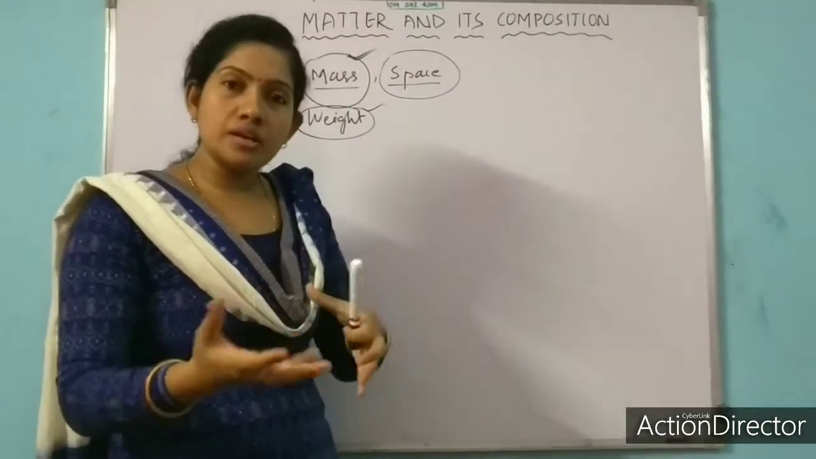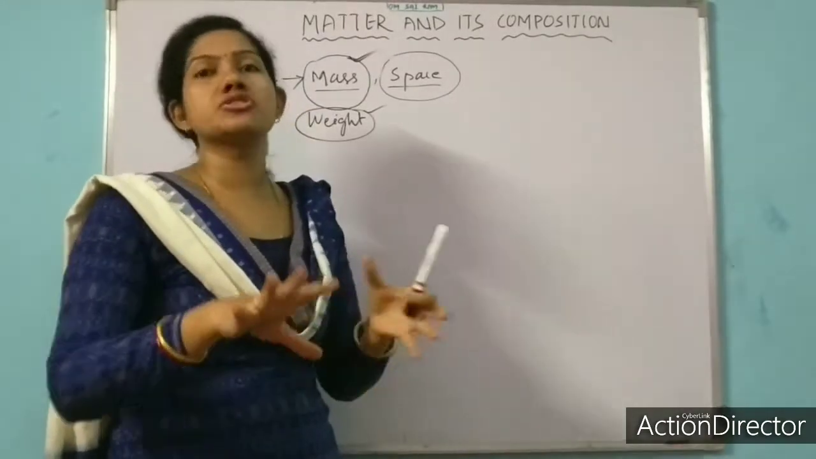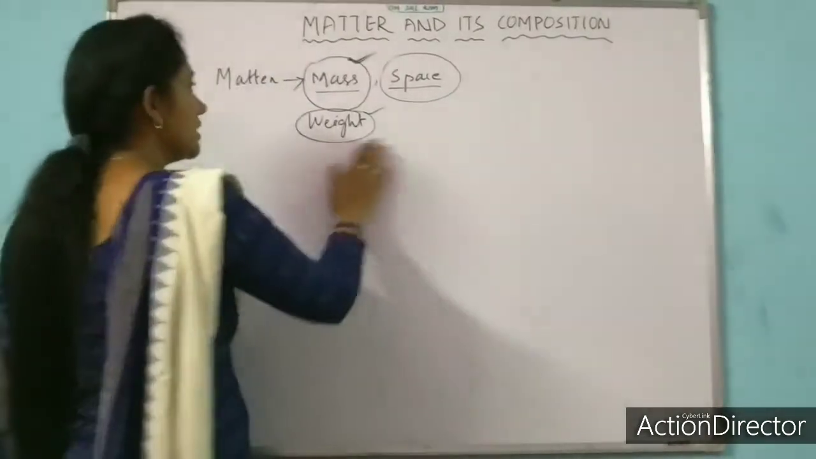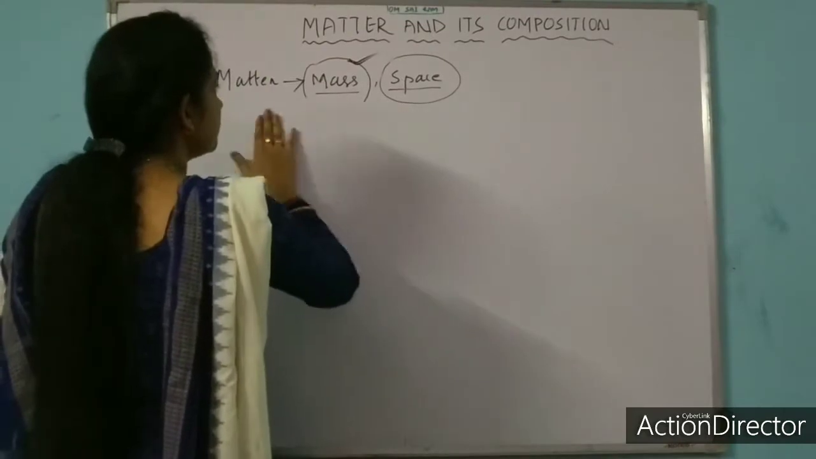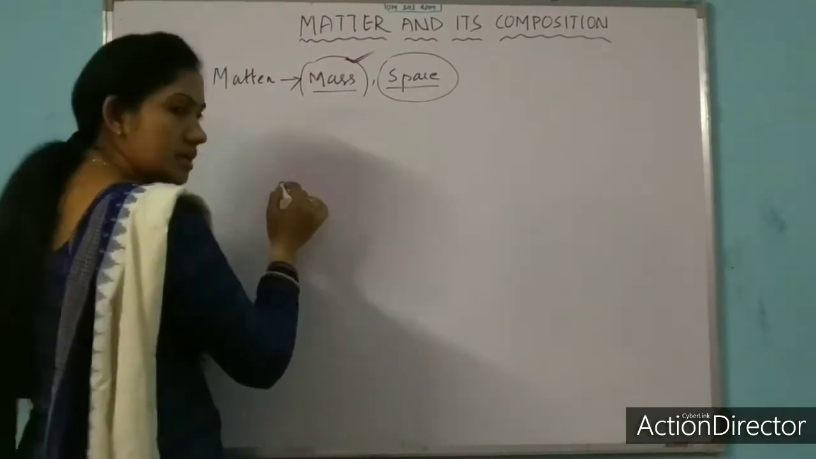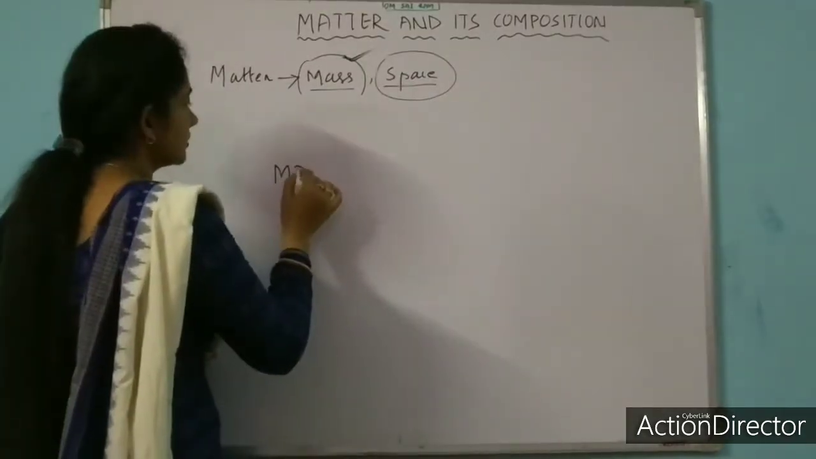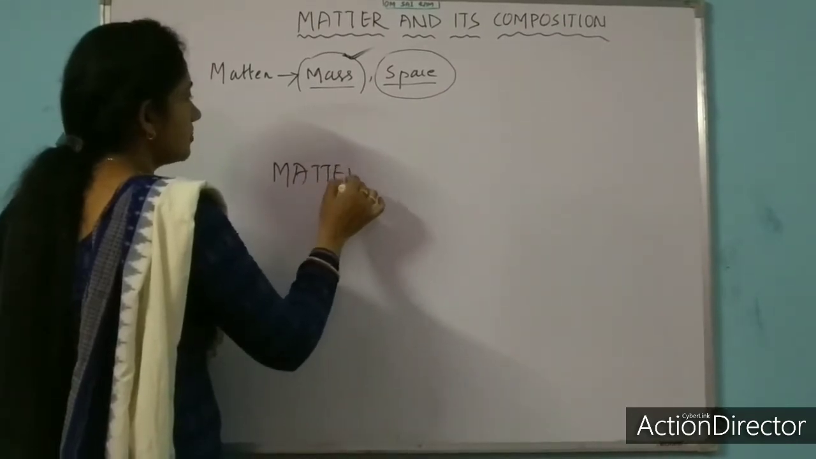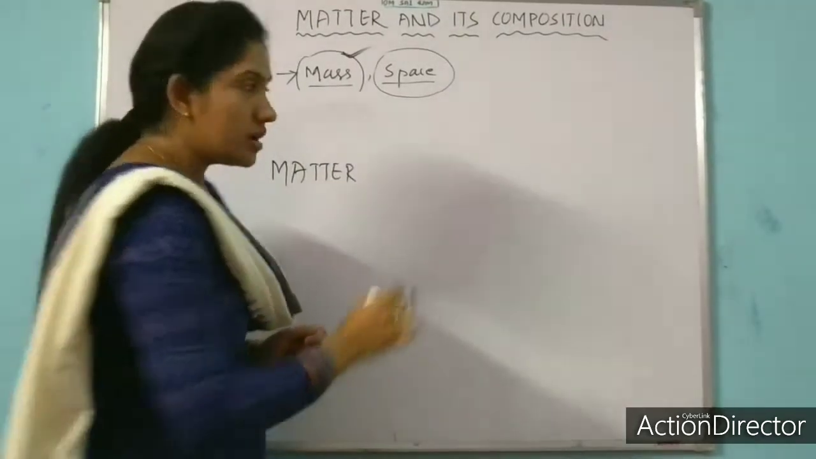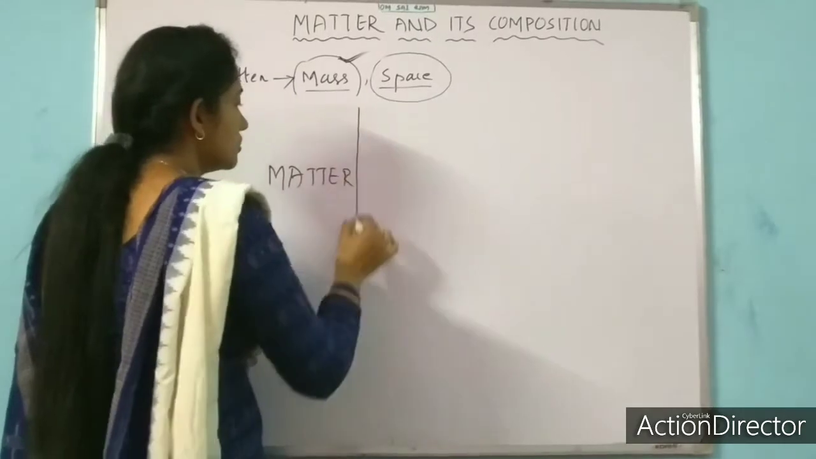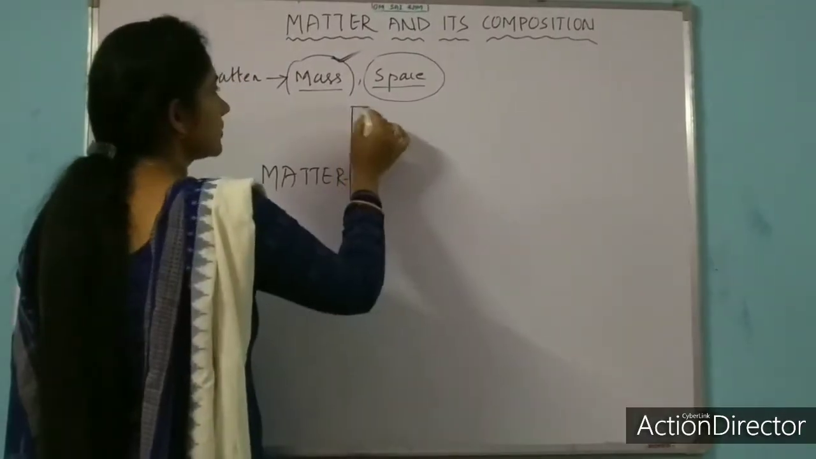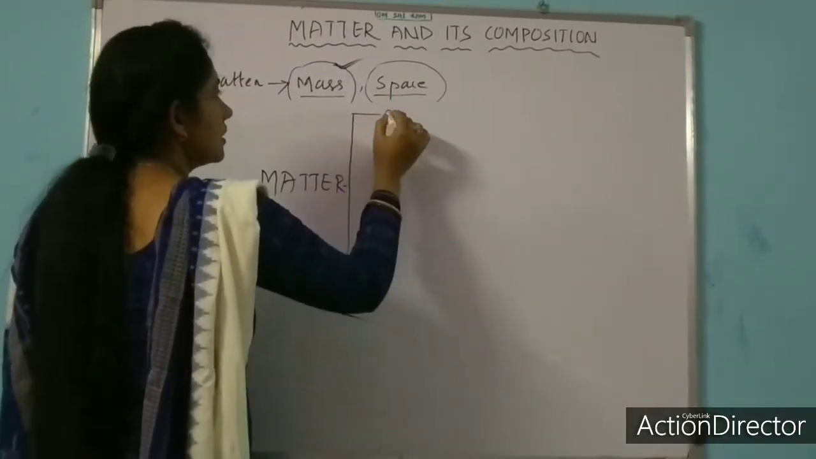Closed up, rather we can also call it the classification of matter. So we can classify matter. How can we classify matter? See, matter can be broadly classified into two main groups. What are the two main groups?